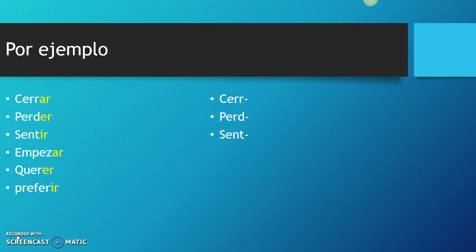Empezar means to begin or to start. It is an AR infinitive. When we drop the infinitive ending AR, we are left with the verb stem empez. Querer means to want. It is an ER infinitive. When we drop the infinitive ending ER, we are left with the verb stem quer. Preferir means to prefer. It is an IR infinitive. When we drop the infinitive ending IR, we are left with the verb stem prefer.